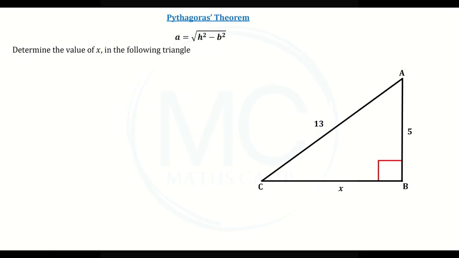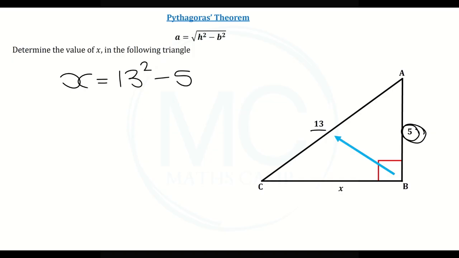Determine the value of x in the following triangle. Here we have a 90-degree angle at B, which means that AC is our hypotenuse and has a length of 13 centimeters. We also have another known side of 5 centimeters. Now we need to find x. So we can say the unknown side x is equal to the length of the hypotenuse, 13. So we say 13 squared minus the length of the known side, 5, so we say 5 squared, all under a square root.